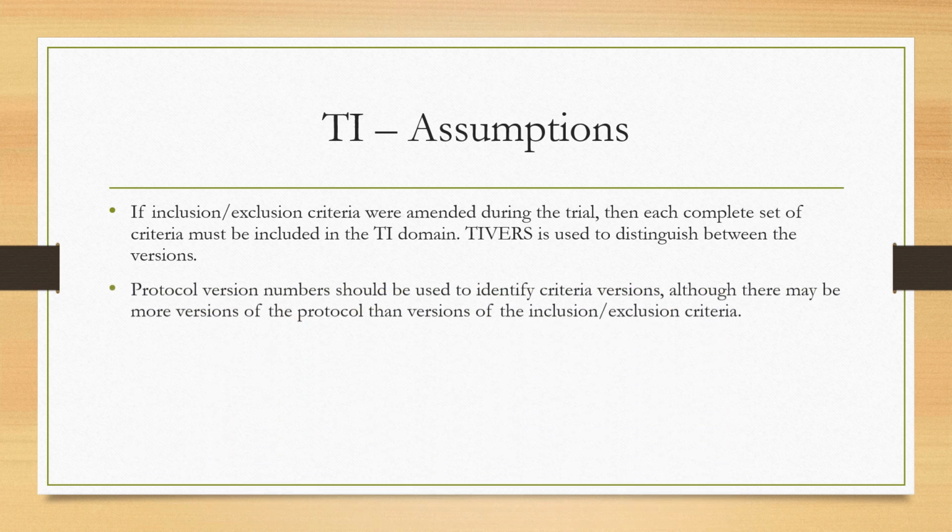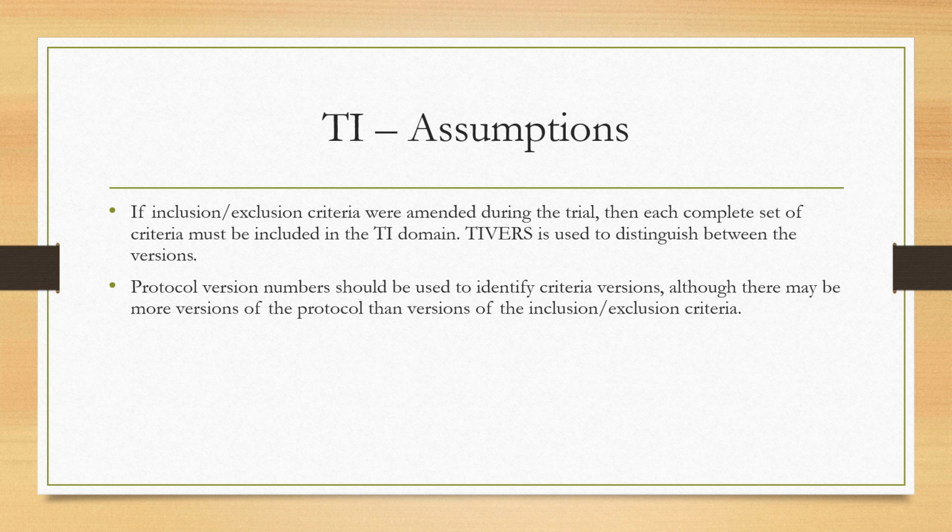There is another possible scenario where the protocol version numbers are changed during the study. In case a protocol has versions 1, 2, 3, and 4, but the inclusion exclusion criteria are unchanged through version 1 to version 3 and were changed only in version 4, then there will be two sets of inclusion exclusion criteria in TI, one for version 1 and one for version 4.